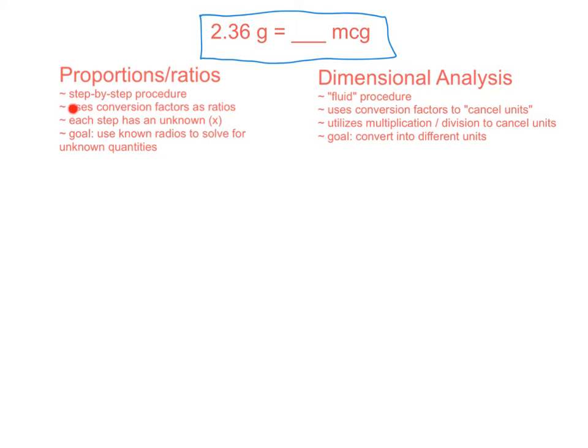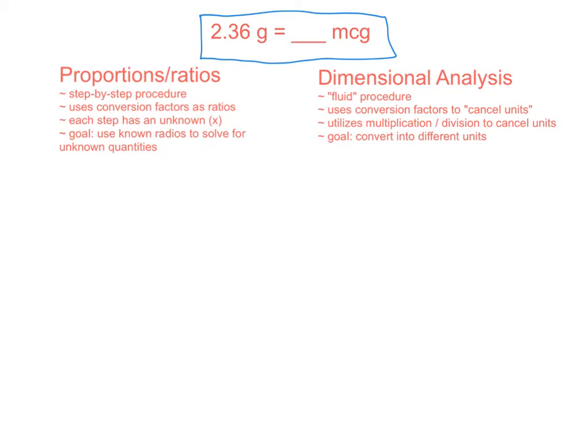With proportions, we use conversion factors as ratios. So the fact that there are 2.2 pounds in a kilogram, we're going to use that as a ratio and set that up within our proportion. So we're going to set that equal to some other ratio. In dimensional analysis, we use that more to cancel out pounds and go into kilograms, or kilograms and go into pounds. So it's still used essentially as a ratio, but we're using it in a context of multiplication.